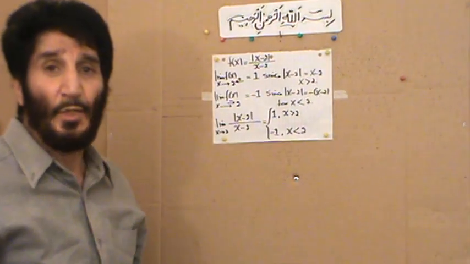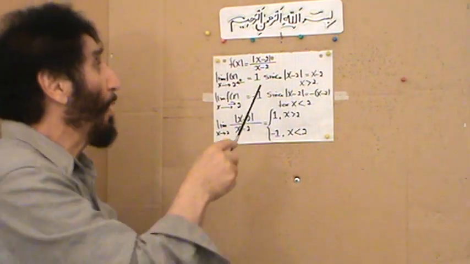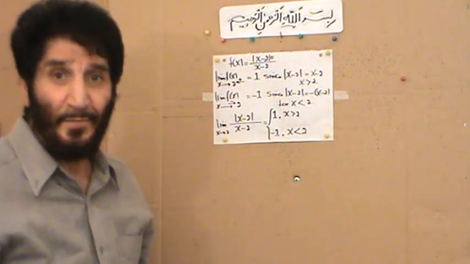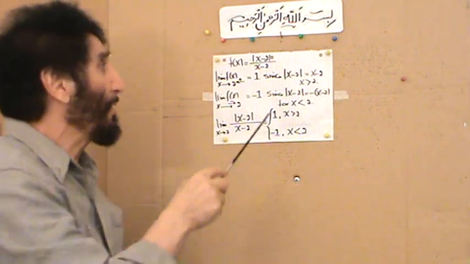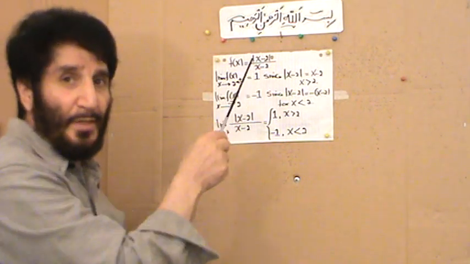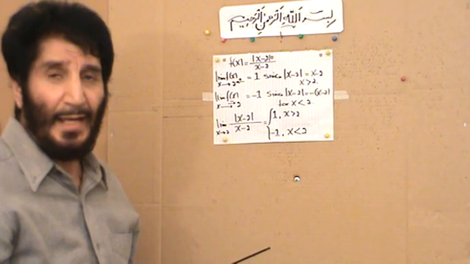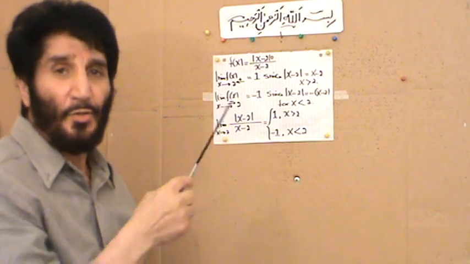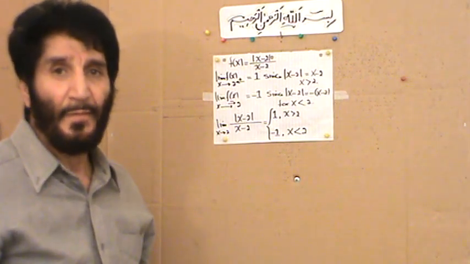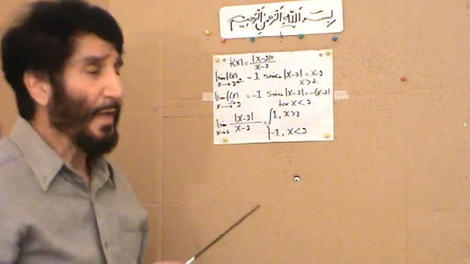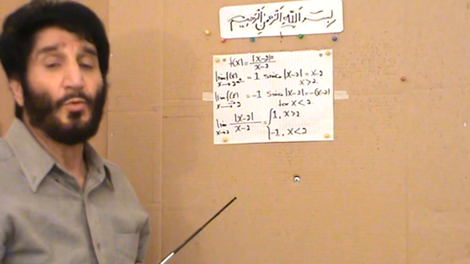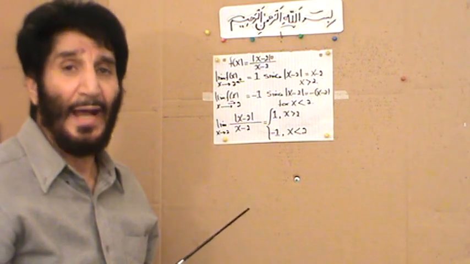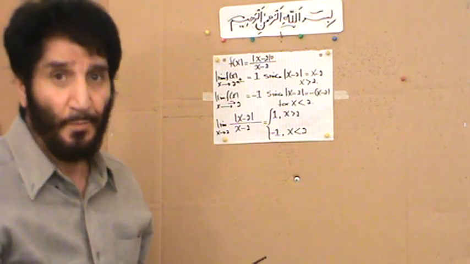For example, if it is 2.1, then 2.1 minus 2 is a positive number. So the numerator stays as x minus 2, the denominator is the same x minus 2, therefore the ratio of them will be 1. You follow that? That is in case I'm selecting values to the right of 2, where x assumes values to the right of 2.